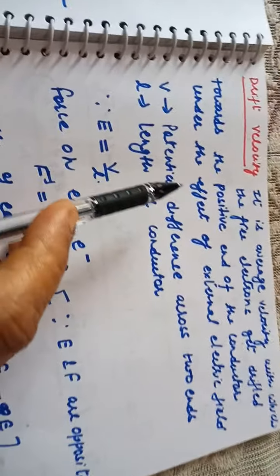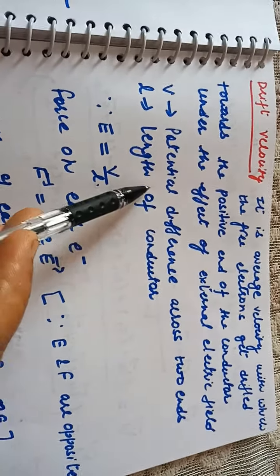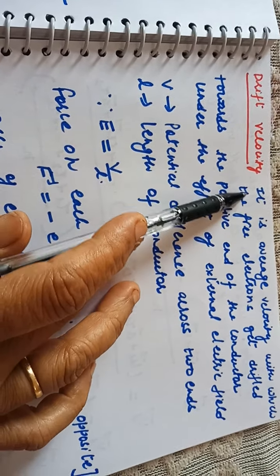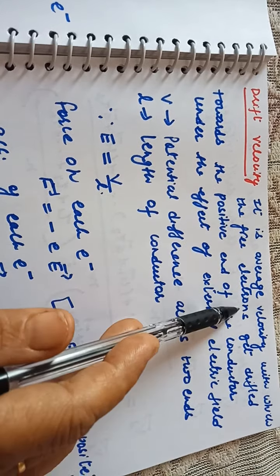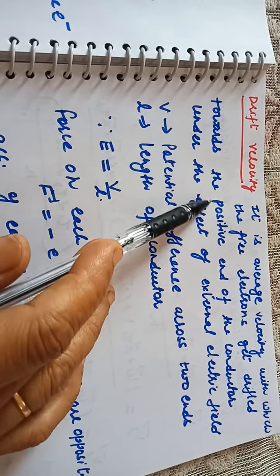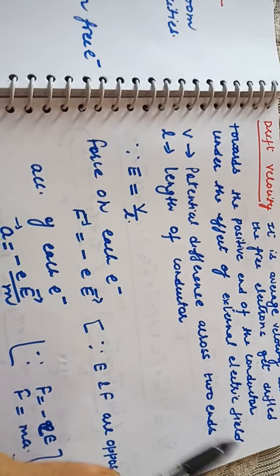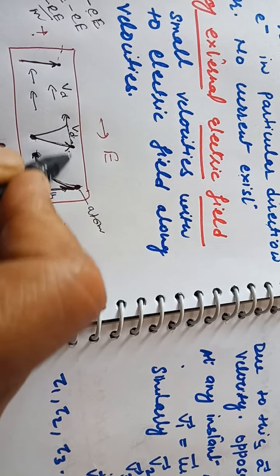Now, this is the derivation which I am going to discuss for the expression of the drift velocity. What is drift velocity? You all know very well. It is the average velocity with which the free electrons get drifted towards the positive end of the conductor under the effect of external electric field.